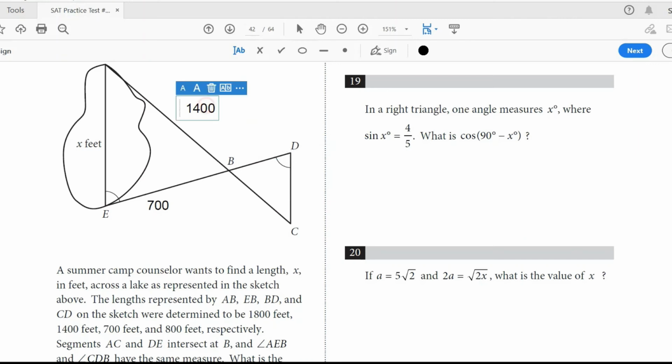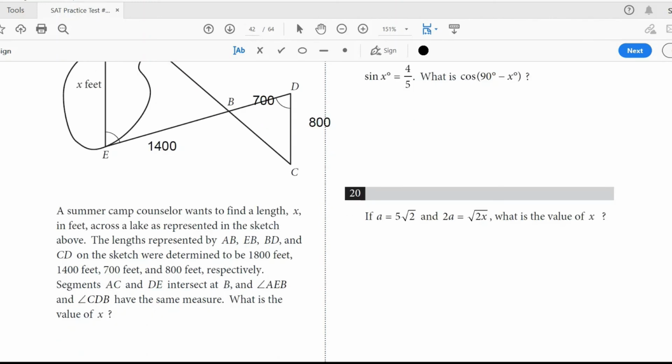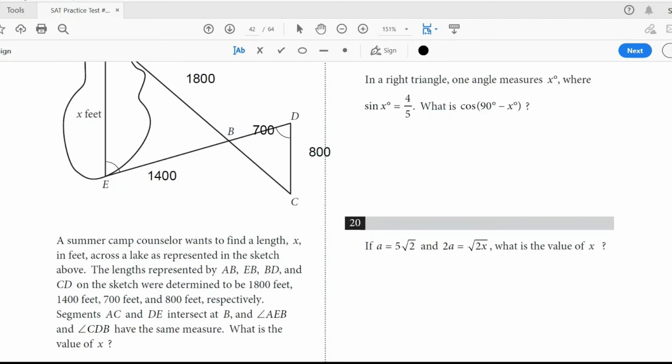Wait, hold up, we did that a bit wrong. CD is 1,800, AB is 1,400, EB is 700, and BD is 800. And our goal is to find out what this is. All right. And obviously AEB and these two have the same measure.